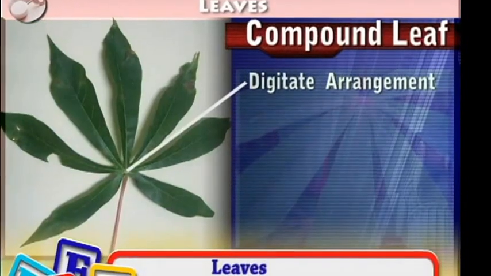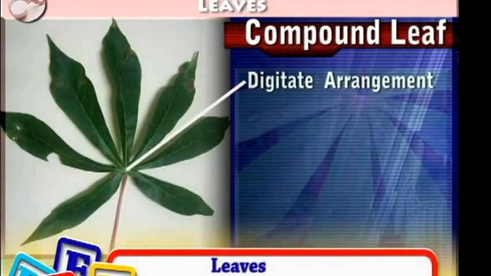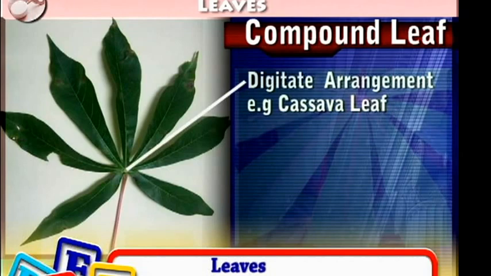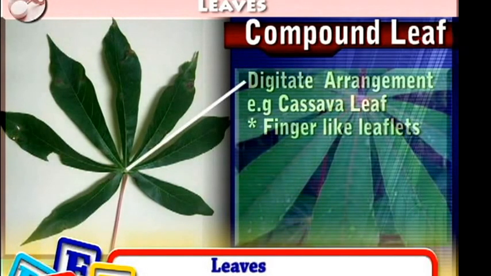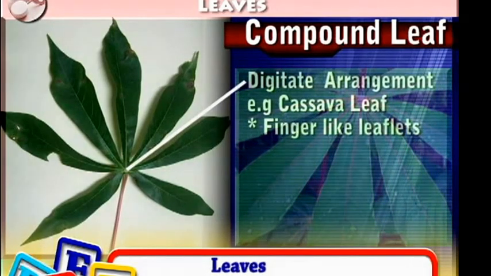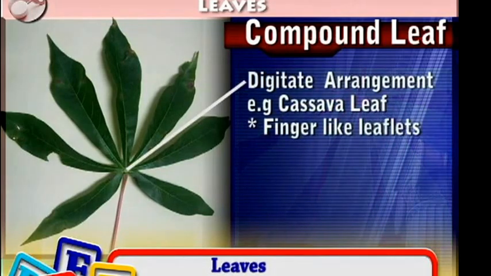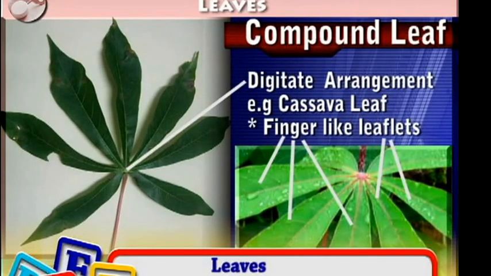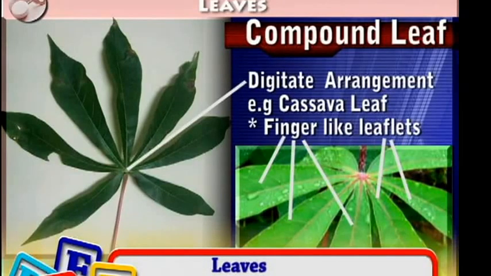Then we have the digitate. We give an example of cassava. This is where the leaflets radiate out from the end of the stalk like a hand or fingers. The leaflets come out of the end of the stalk as if they are fingers. Those are what we refer to as the digitate, and the example here is the cassava.